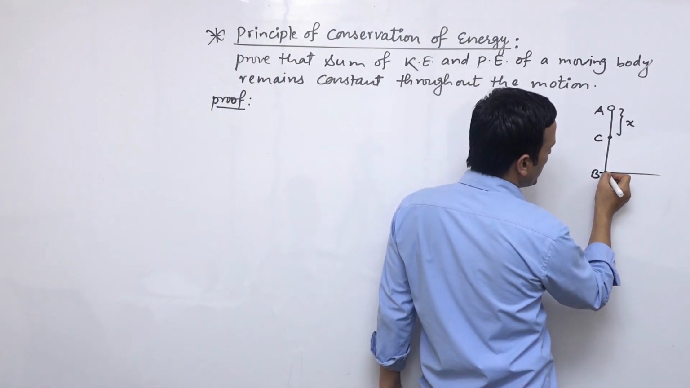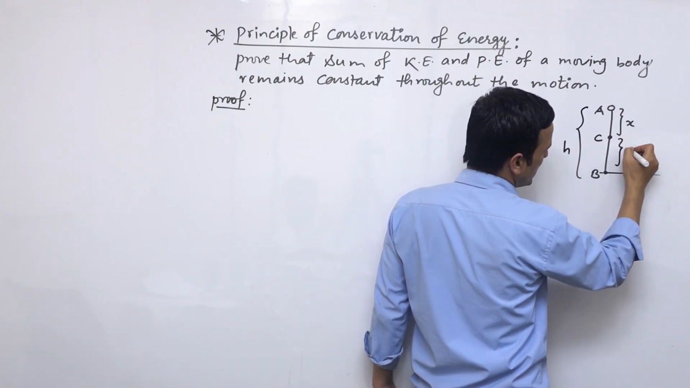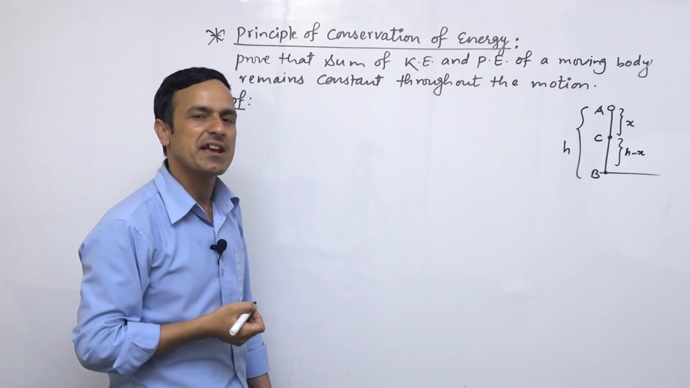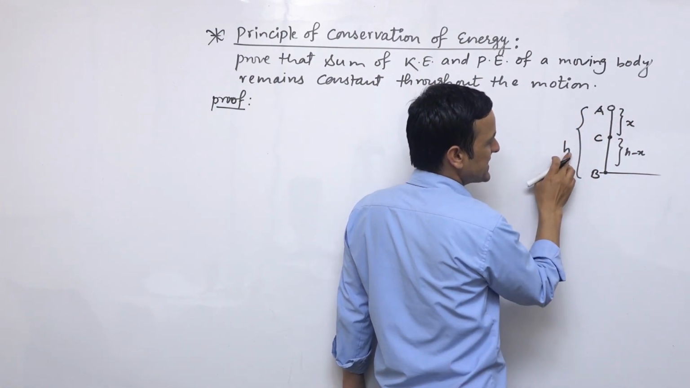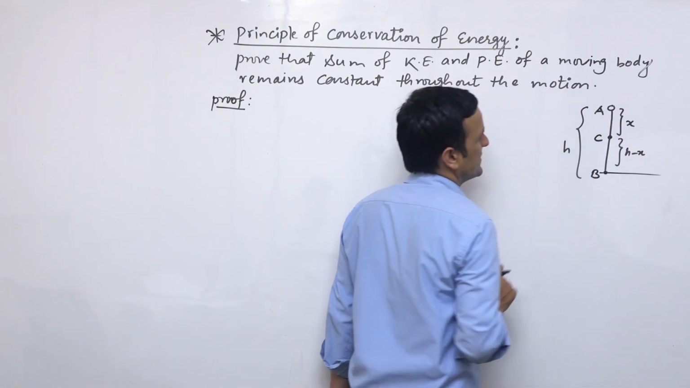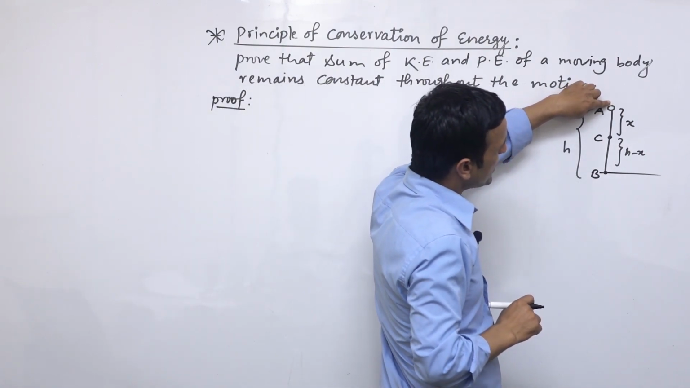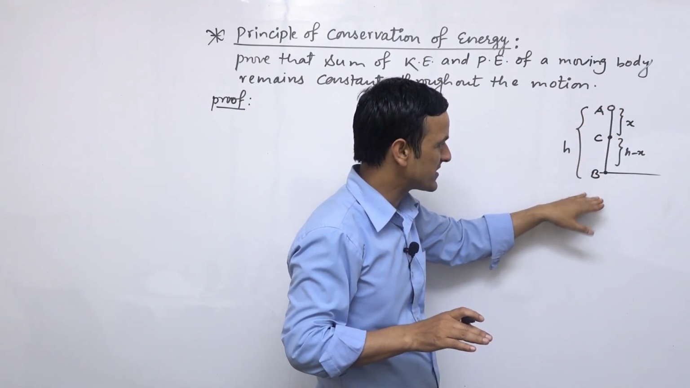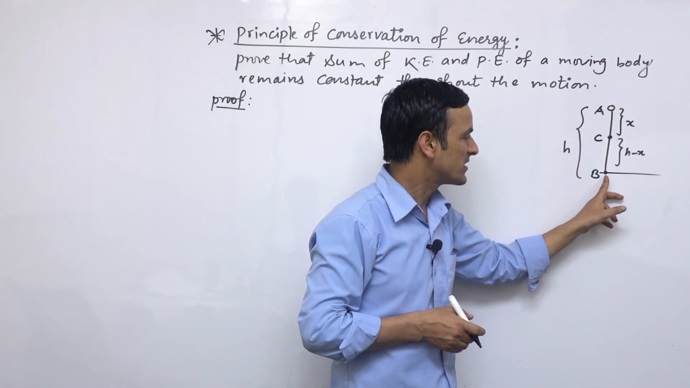So when it reaches this point on the ground, if we take the total height as h, then this height will be h minus x. This distance is denoted by x. If the total height is h, then the total minus this portion is equal to h minus x. So a particle starts falling from this point A, after some time reaches C, and after some time reaches the ground.